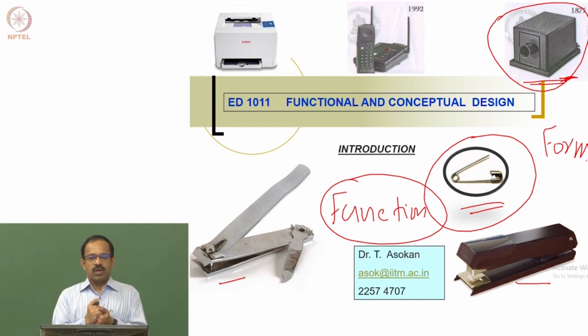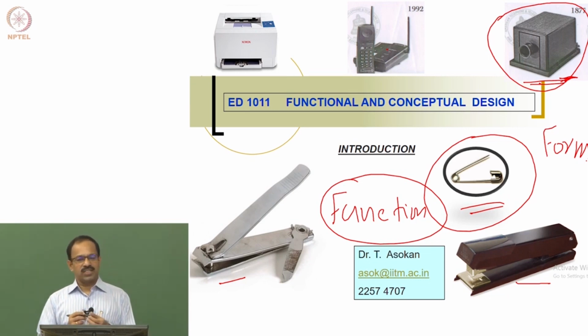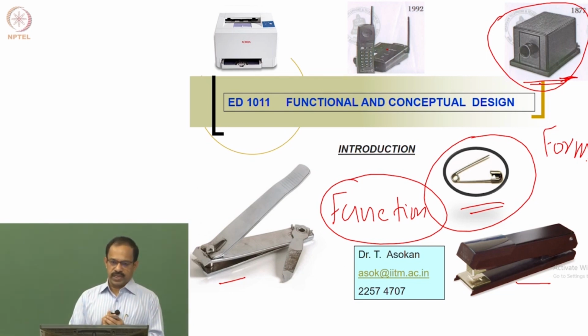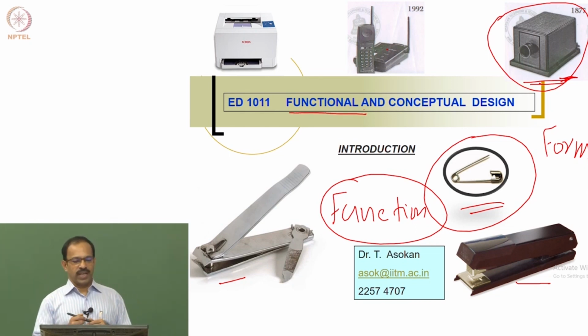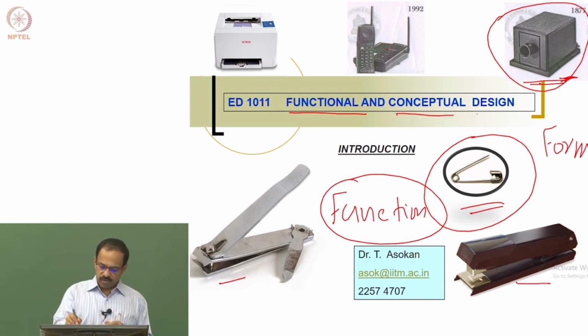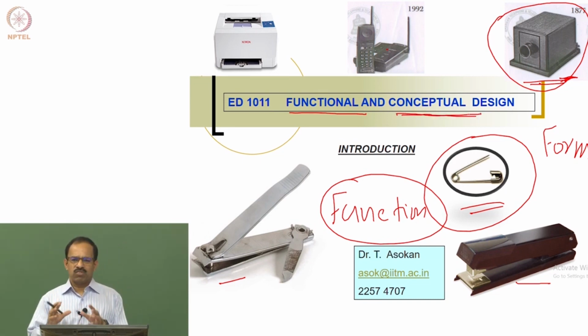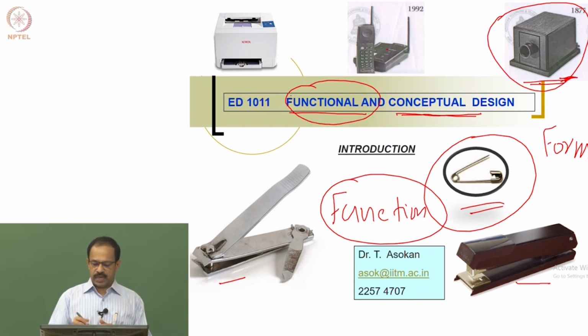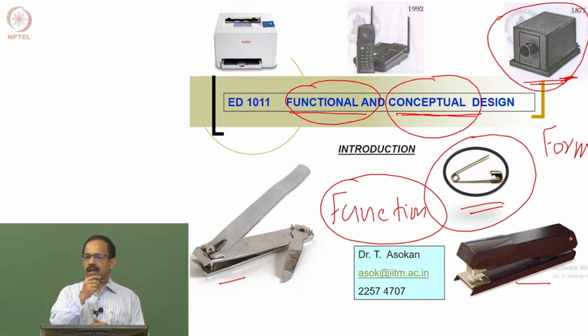Okay, so the whole course is basically designed to find out how do we identify the functions needed in a product, and then how do we give a shape or a structure to the product, or how do we identify the form of the product. So in this course, we'll be looking at the functional aspect of the product, and then the conceptual aspect. The conceptual aspect is how do we actually develop a concept or the form to satisfy the need.